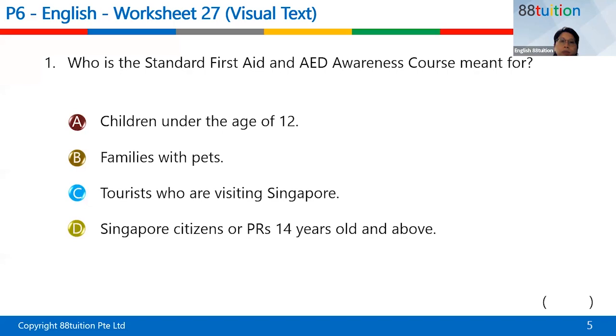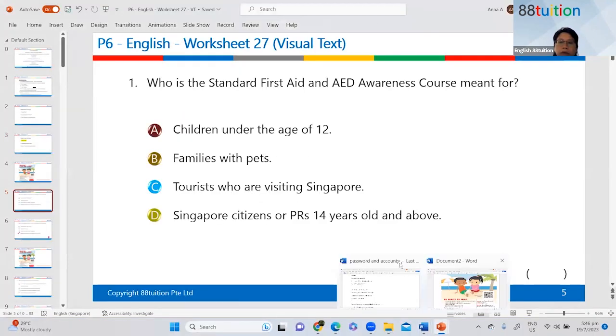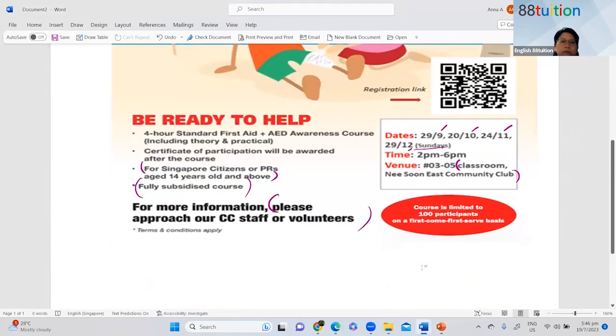Who is the standard first aid and AED awareness course meant for? Right. So is it meant for children under 12? Just now they already say 14 and above, right? Yeah, remember? Families with pets, tourists who are visiting Singapore, Singapore citizens or PRs, 14 years old and above. We saw just now, right? Let me go back here. Okay. So the answer is here.